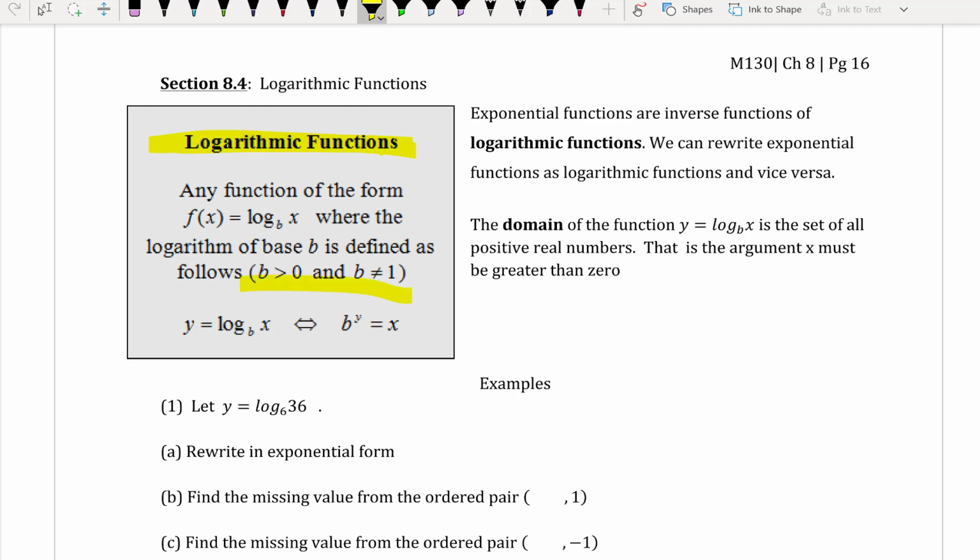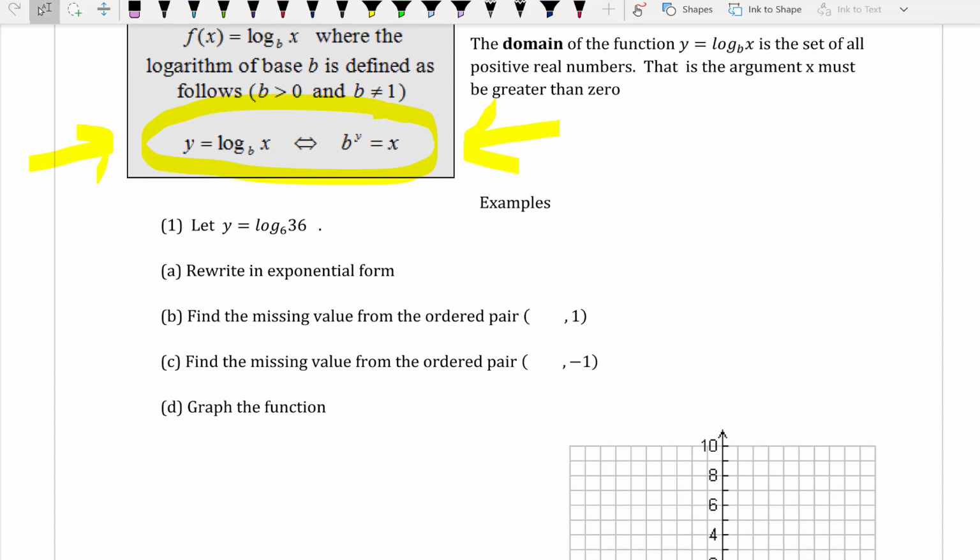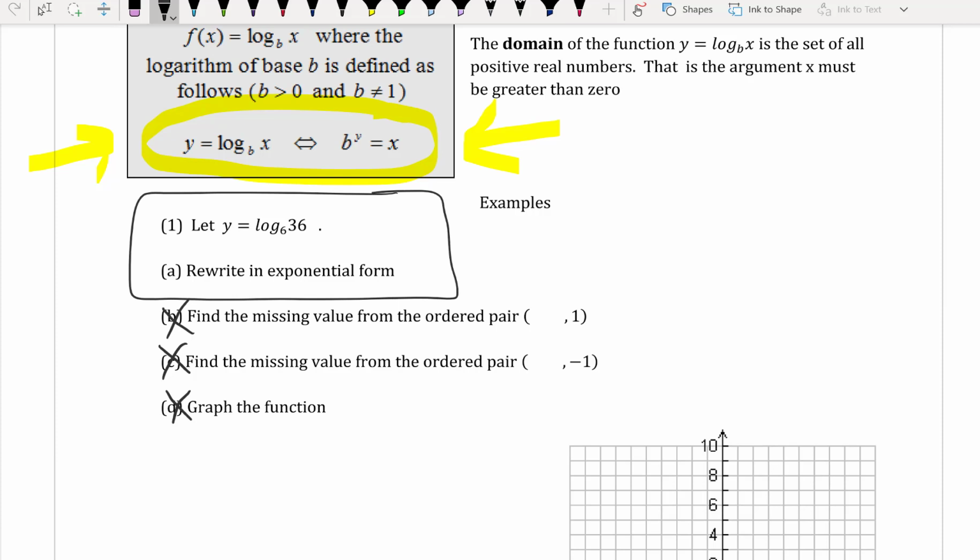So the thing that you really want to pay attention to is how to go from a log to an exponential. You can also go backwards from an exponential into a log. So that kind of tells you how to shift between the log and the exponential notation. And for number 1, of course, there's some typos, so don't pay attention to B, C, and D. The only thing we want to do, for at least now, is look at this function that I have and rewrite it in exponential form.